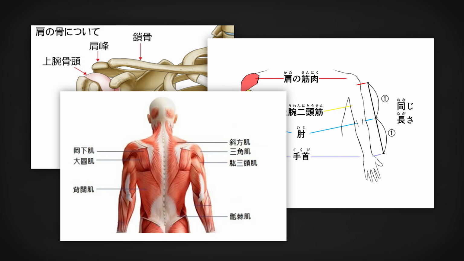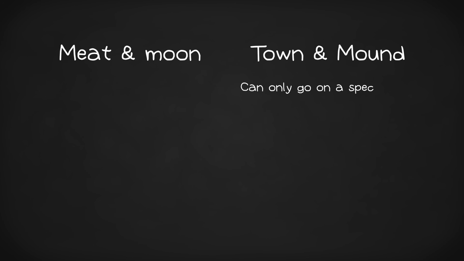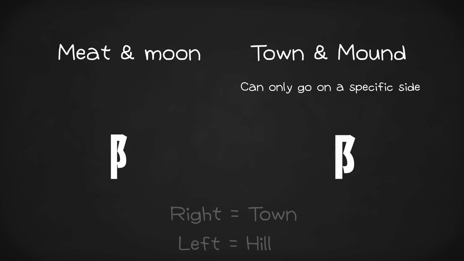I still had the question though, why aren't these being treated equally? Why do both of these get superior treatment, kept separate, especially when moon and meat are much more different than village and mound? The answer I found, which actually makes a lot of sense, is that these radicals can only go on one side. They're distinct when written in kanji.